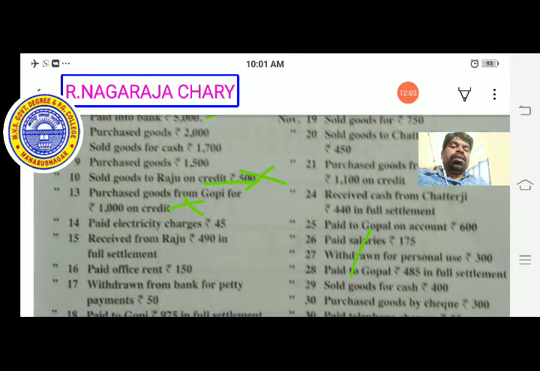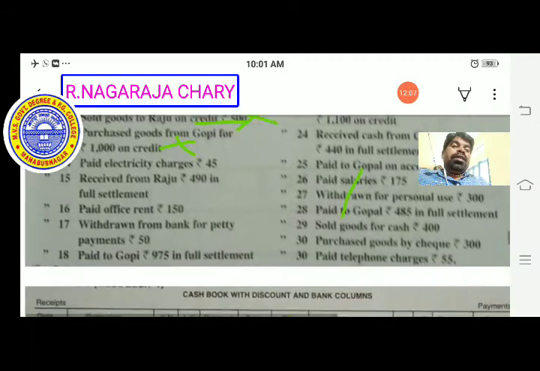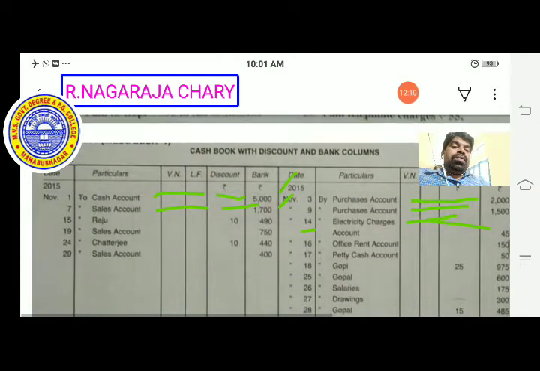The difference between these two will be discount. When we are receiving, then it will be a receipt. So, you see here on the debit side, to Raju account 10 rupees and 490, 10 plus 490, that will be ultimately 500 rupees. So, we are giving 10 rupees discount to Raju. That is why 10 rupees is allowed discount.